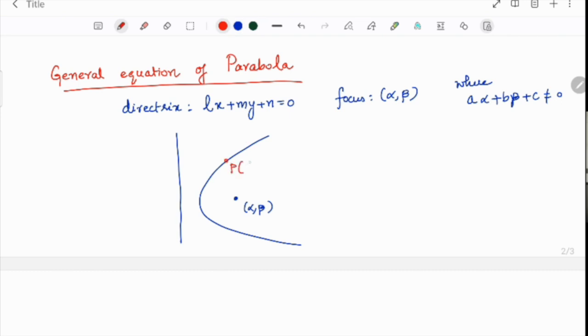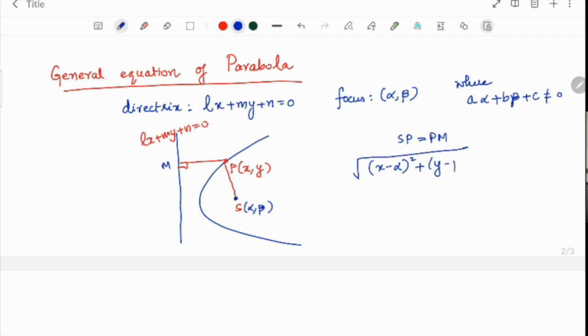We take the point as h comma k, the locus of this point, and finally replace it as x comma y. So anyway, directly let me take it as x comma y here. Lx plus my plus n is equal to 0. This is SP. So the equation of the parabola would be SP is equal to PM. So root of x minus alpha whole square plus y minus beta whole square is equal to modulus of lx plus my plus n divided by root of l square plus m square. Already we have solved one numerical problem based on this, so reaching till here would not be any problem.